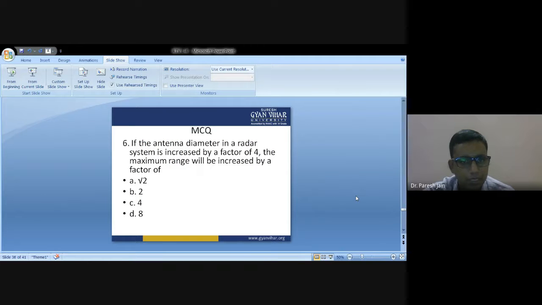If the antenna diameter in a radar system is increased by a factor of 4, the maximum range will be increased by a factor of square root of 2, 2, next option 4, and last is 8.